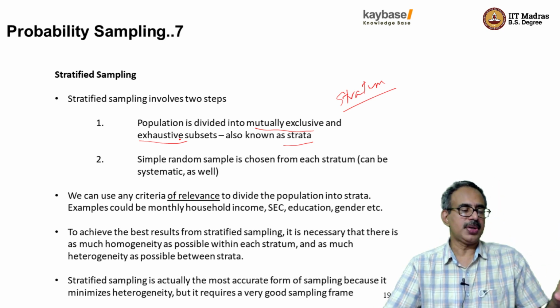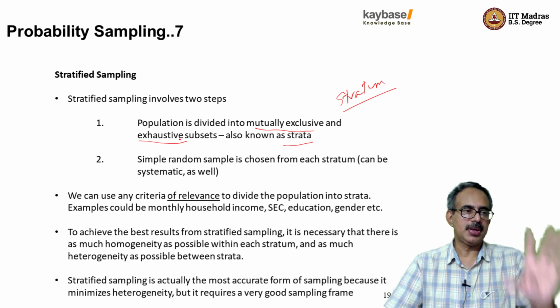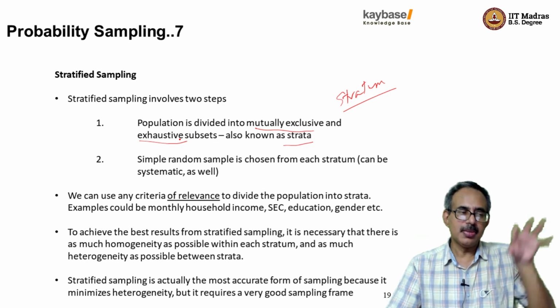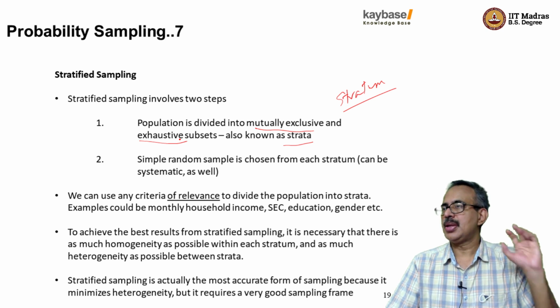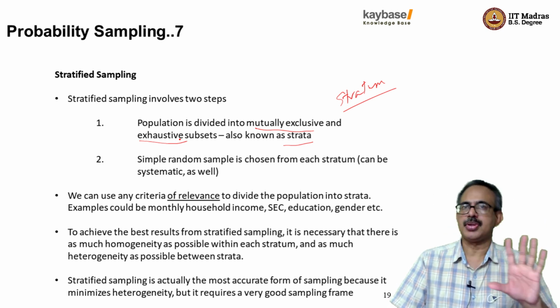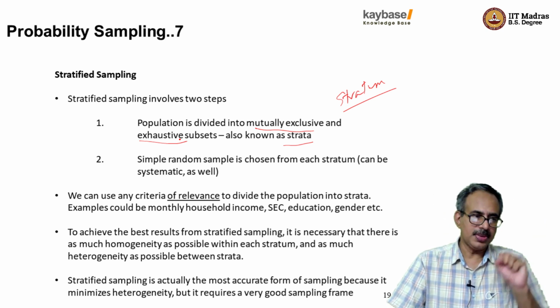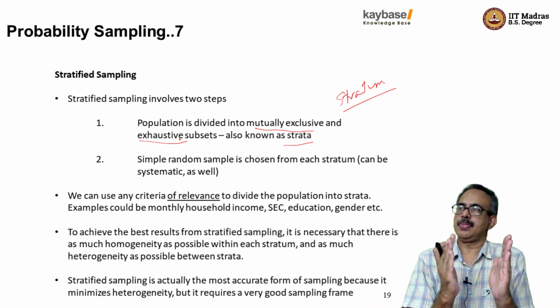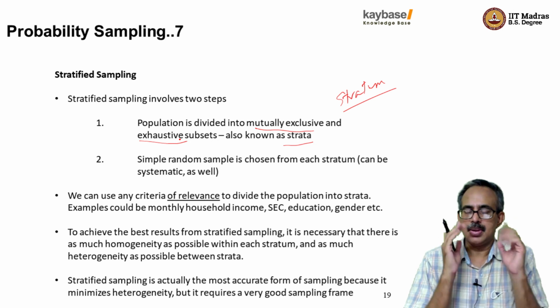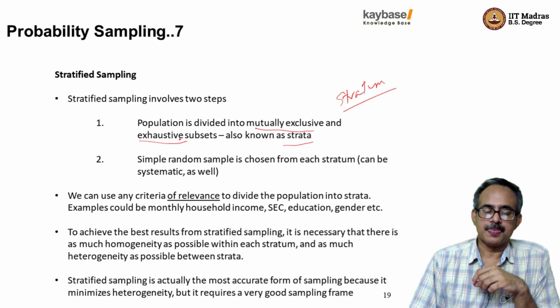So you divide the population into stratum A, stratum B, stratum C, stratum D. And then in each stratum, you select the sample. And that sample can be simple random sampling or systematic sampling. Doesn't matter. So some from here, some from here, some from here, some from here, and you put together the total sample. Right? This is stratified sampling.